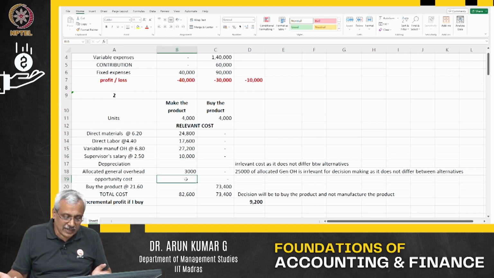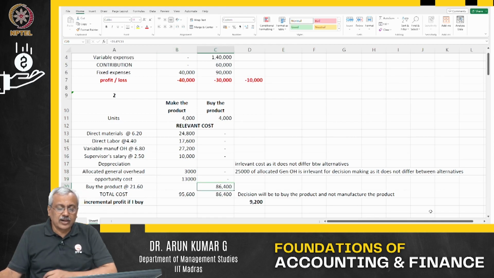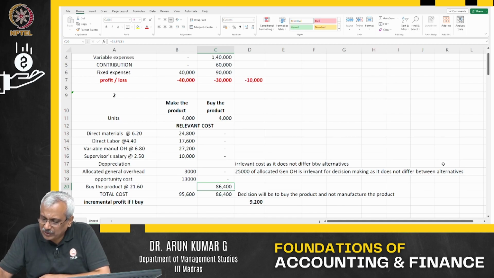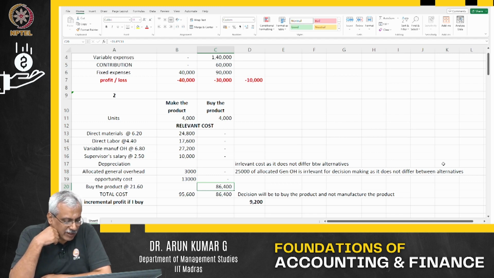I have to take it on one side. I can just do it. Your answer will not vary much. Why did I not do it? Because we are looking at it from the cost perspective only. So that is why, in this particular case, the incremental profit if I buy is about 9,200. I hope it is clear. Let us go to the next problem.